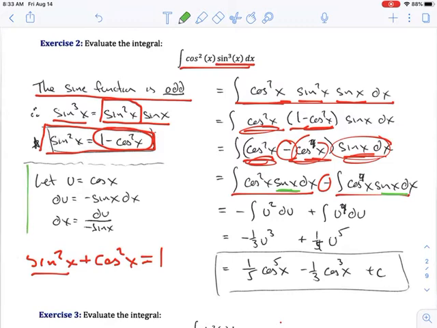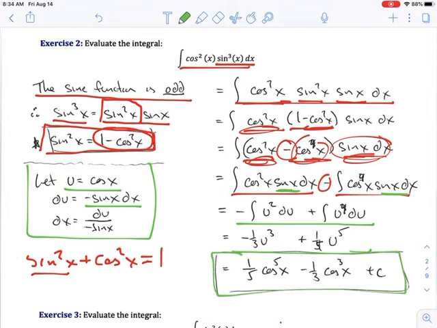So again, using U substitution, U is equal to the cosine of x, du is negative sine of x dx, so dx is equal to du over negative sine. Doing the U substitution here, finding the antiderivatives, and then integrating, we get this for our answer.